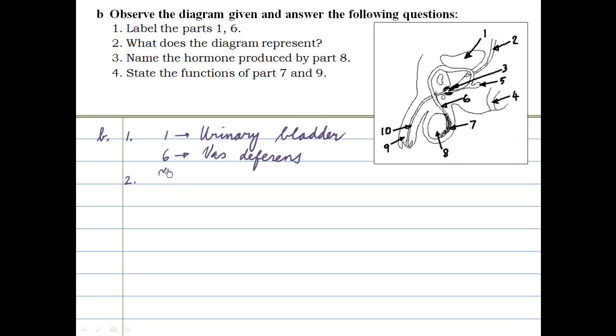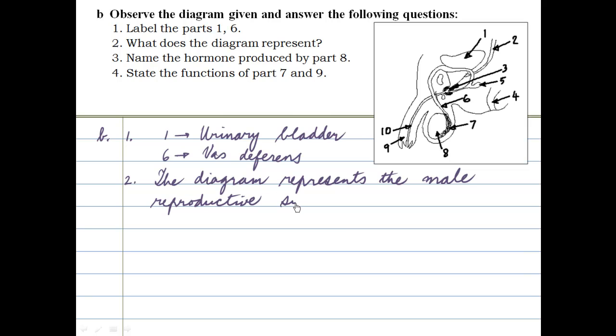So we'll stick to the male reproductive system. So you can mention that the diagram represents the male reproductive system. Note, if the kidneys also had been included in this diagram, then we could have called it the urinogenital system. But since that is not there, we can get away with male reproductive system.